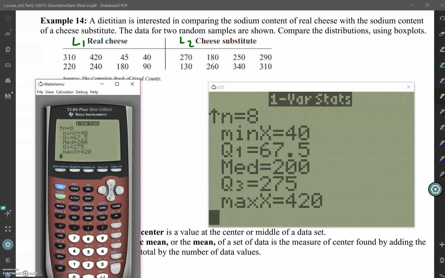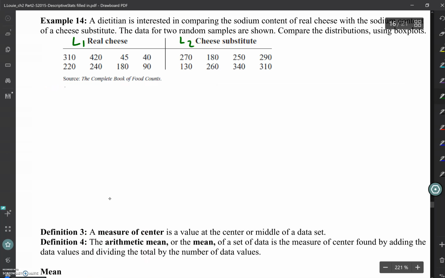So let's take that information back. I've got a min of 40. Q1, what was Q1?